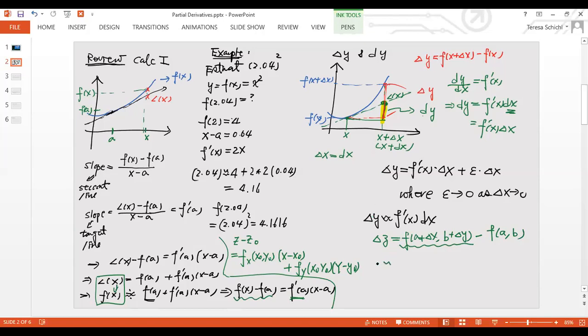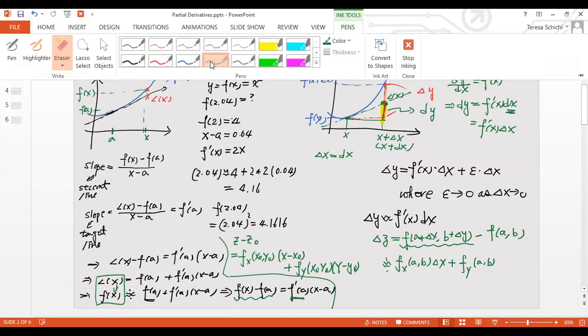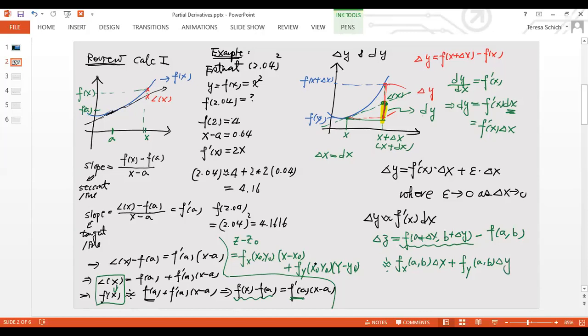So I can approximate by the f_x(a,b) times delta x or dx, doesn't matter, because delta x and dx will be the same, and f_y(a,b) times dy or delta y. It's the same thing because now you have 2 variables. So delta x and delta y are the same here, right? That is what we talk about as a linear approximation, and how to use the differential to estimate the true differences. Okay, so that's the review of Calc 1.